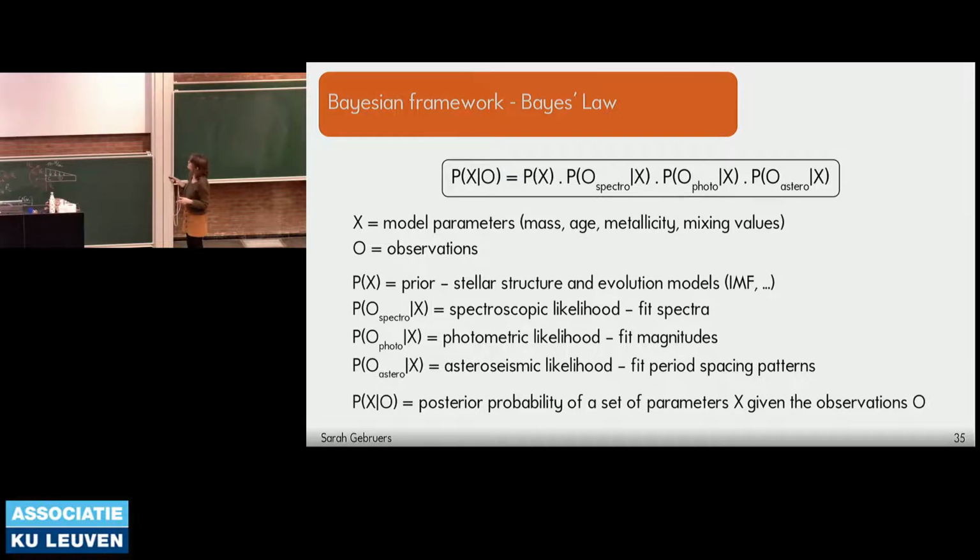And on the right-hand side, you have four terms. The first is the prior, the prior information that you have about the model parameters, which comes from stellar structure and evolution models. For example, initial mass functions will come in here. Then you have a spectroscopic likelihood, by fitting the spectra, a photometric likelihood, fitting the magnitudes, and an asteroseismic likelihood, fitting the period spacing patterns. Just combining all of them together will give you the final best fitting parameters.